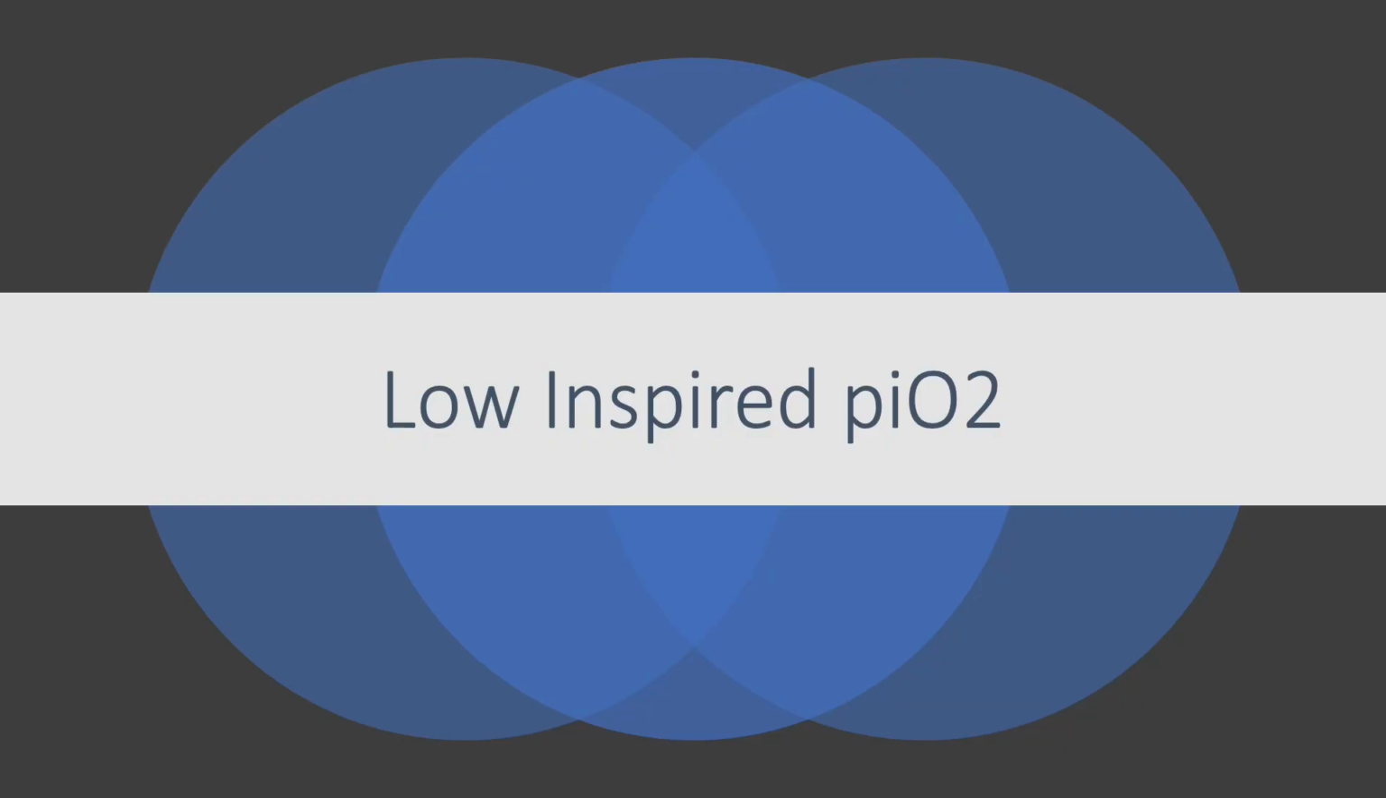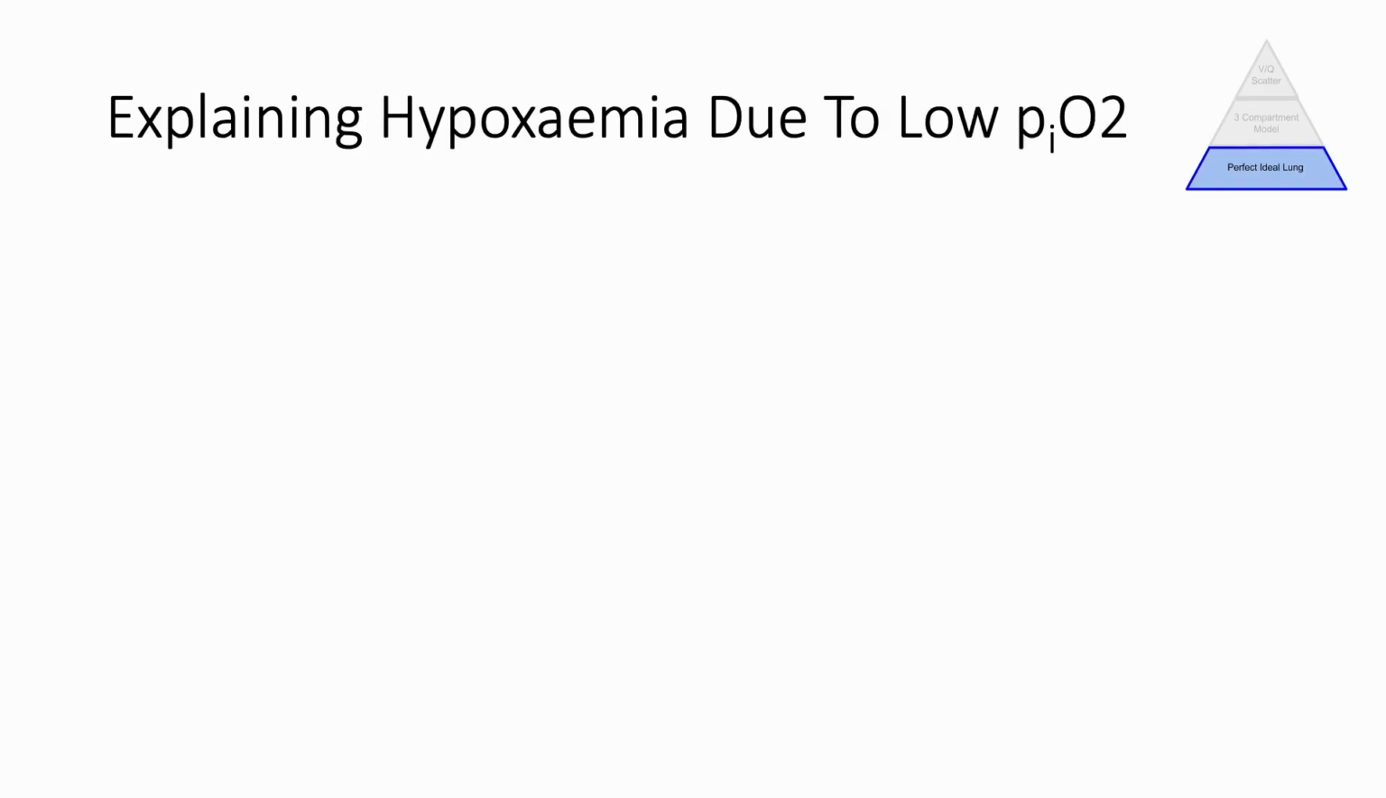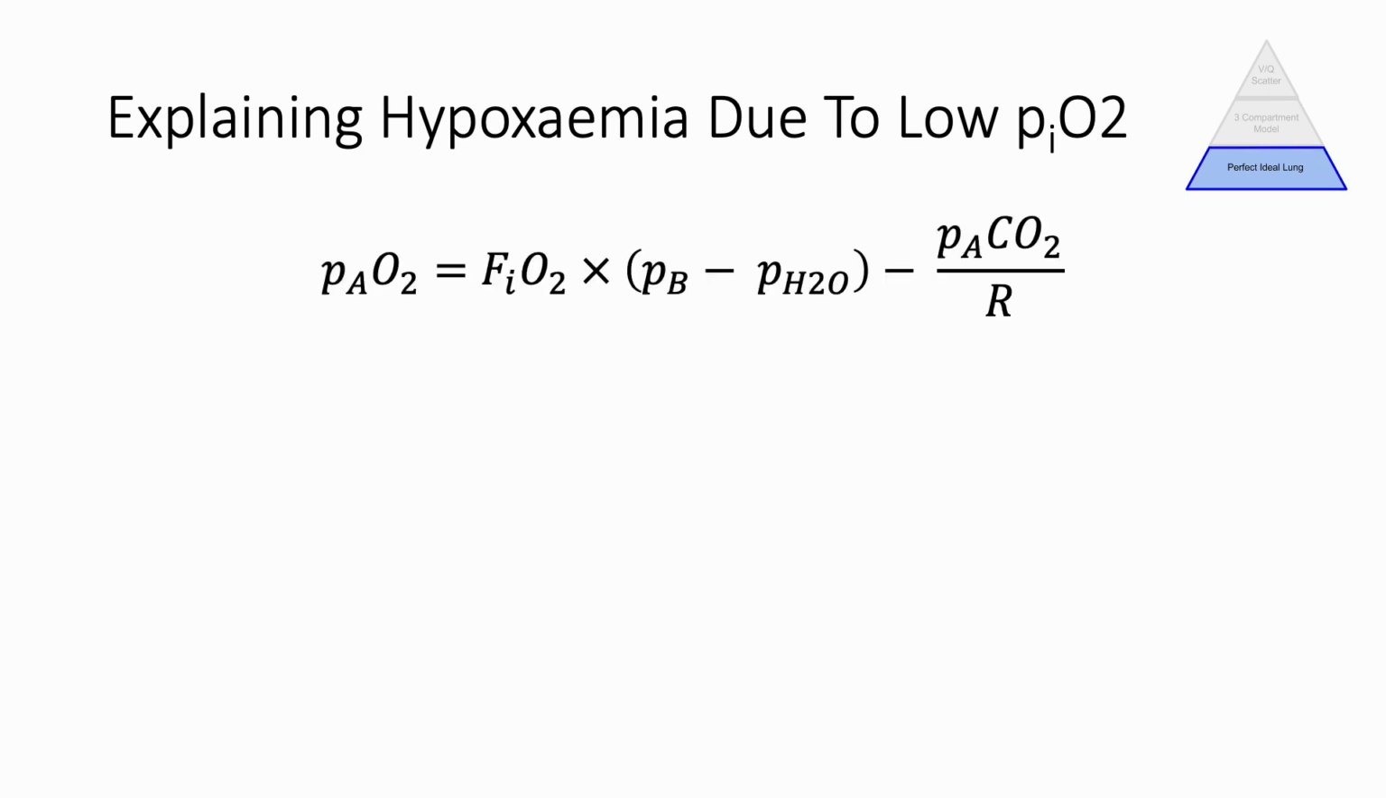Using this very simple ideal alveolus model of the lungs, we're able to explain a couple of the mechanisms of hypoxemia, starting with low inspired PO2. In the exam, how do we explain why a low inspired PO2 might cause hypoxemia? Well, I think the easiest way is to use the alveolar gas equation to illustrate.